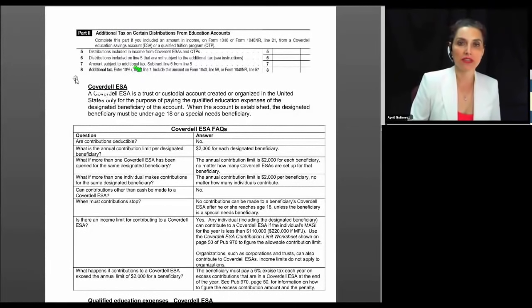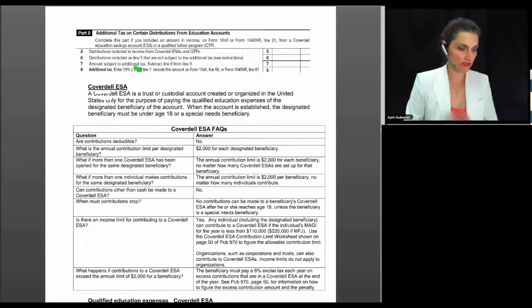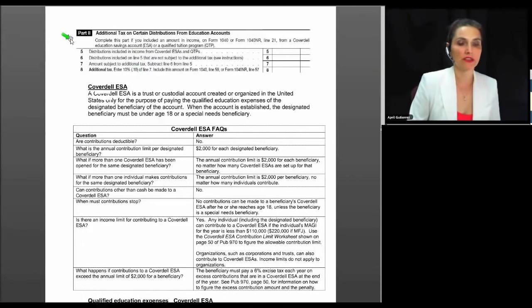And whether it's subjected to the additional tax or exempt from that additional tax, you do need to figure the additional tax or the exemption from the tax in Part 2 of Form 5329. On line 5 it says, distributions that you included in income from Coverdell ESAs and QTPs. Distributions included on line 5 that are not subject to the additional tax, see the instructions, and amounts subject to the additional tax. Then on line 8, you figure the additional tax, multiply it by 10%, and then carry it to line 59 of the 1040 form.